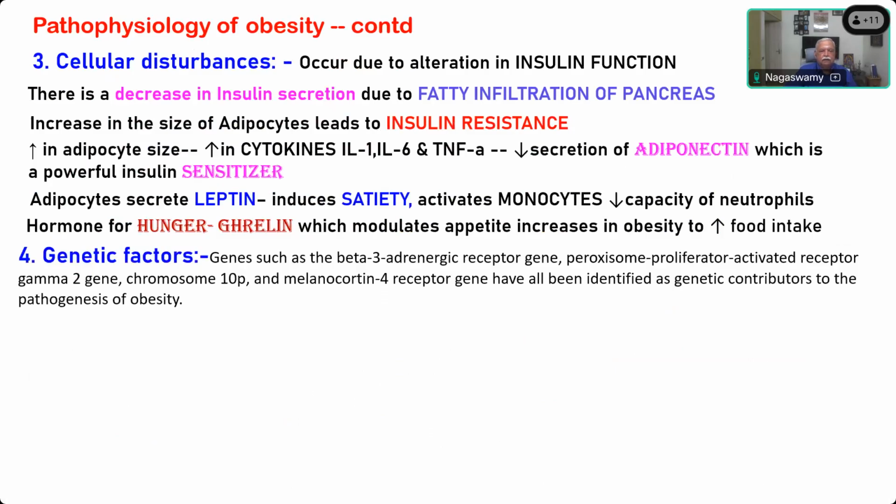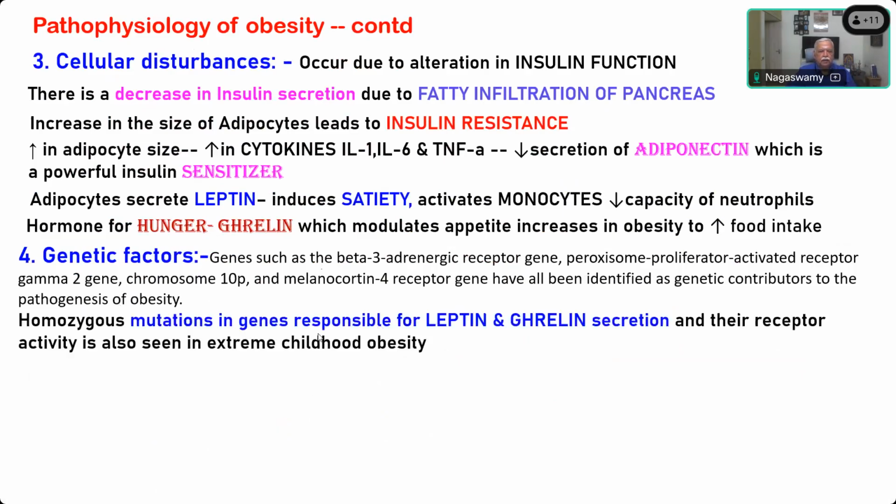And genetic factors. There are genes called the beta-3 adrenergic receptor gene. Then there is another gene called peroxisome proliferator activated receptor gamma-2 gene. Then there is a chromosome 10p gene and melanocortin 4 receptor gene. These 4 genes have been identified as the genetic contributors for familial obesity. So this is especially in childhood.